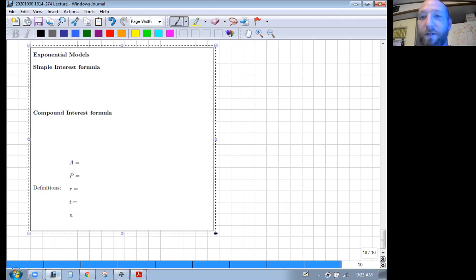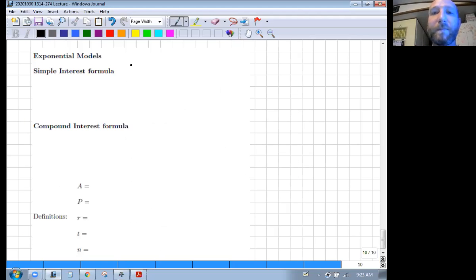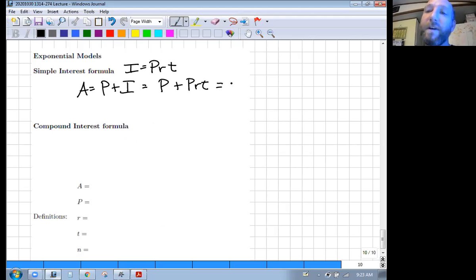All right, our simple interest formula, I = P r t, principal times interest rate times time. So your amount is your principal plus your interest, right? And the interest here is PRT. So we could factor a P out and we get P times 1 plus RT.